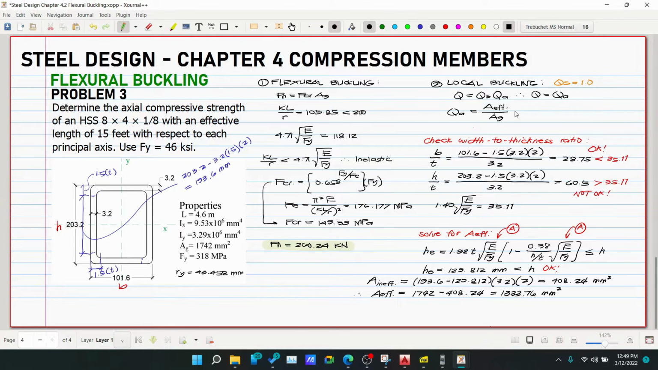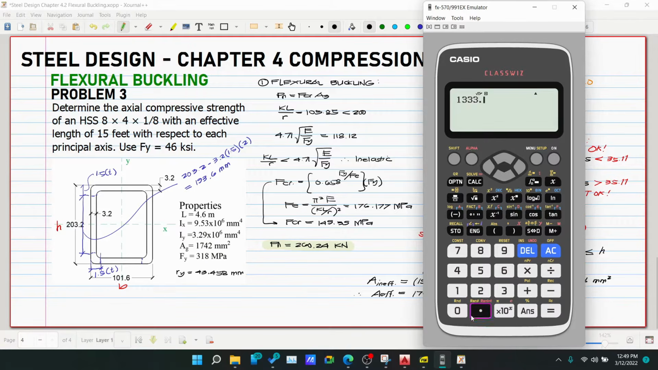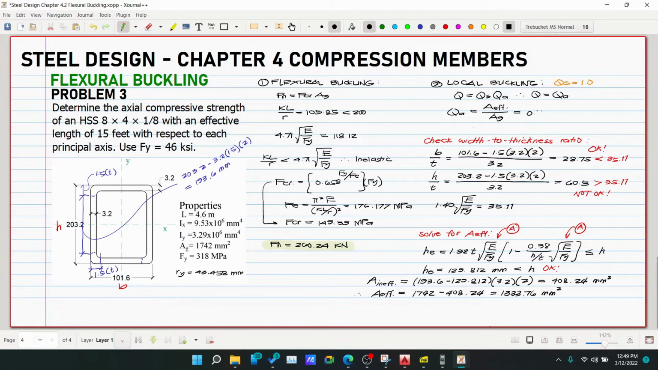1333.76. So therefore ang ating QA is 1333.76 over AG na 1742. So, 0.766. So saan natin gagamitin yung ating QA dito? Para sa Q. Okay, so therefore Q is equivalent to QA na 0.766. So i-shade natin. Yan. So sa ating gagamitin naman yung Q.